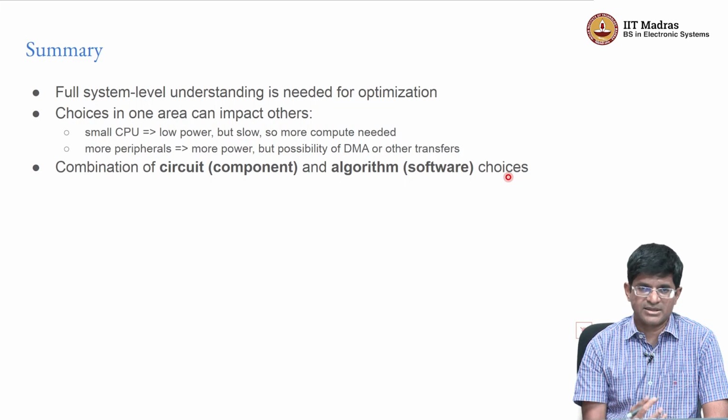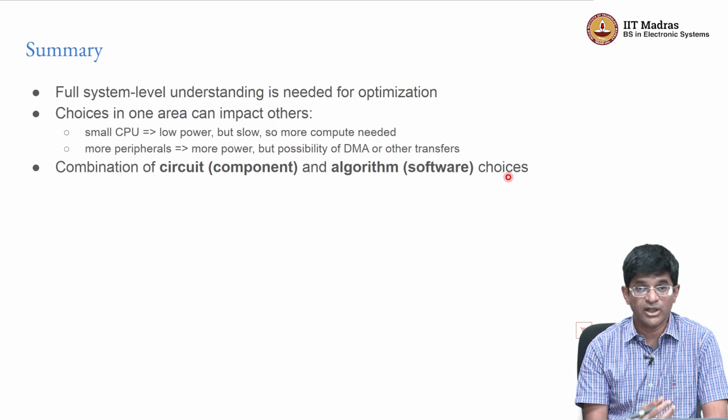So, to summarize this part about optimization, a full system level understanding is needed for optimization. You cannot just make choices in one area without considering how they will impact other areas. For example, using a small CPU might end up giving you low power consumption, but on the other hand it might become so slow that you end up spending more time performing computation. Perhaps you do not have a floating point unit, but you still need to perform floating point computations, and you end up emulating floating point in software.